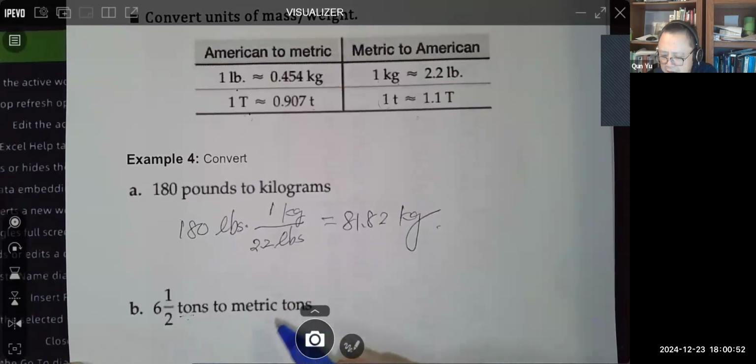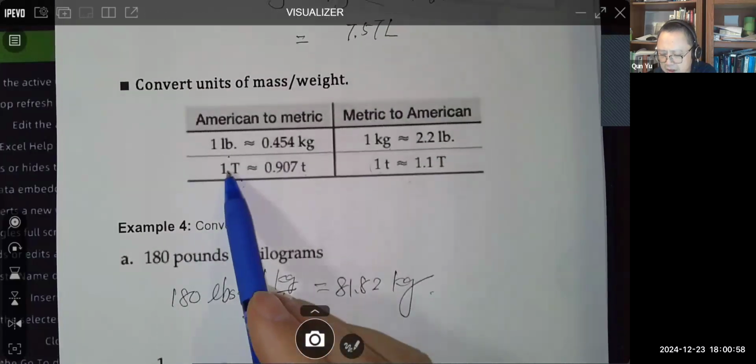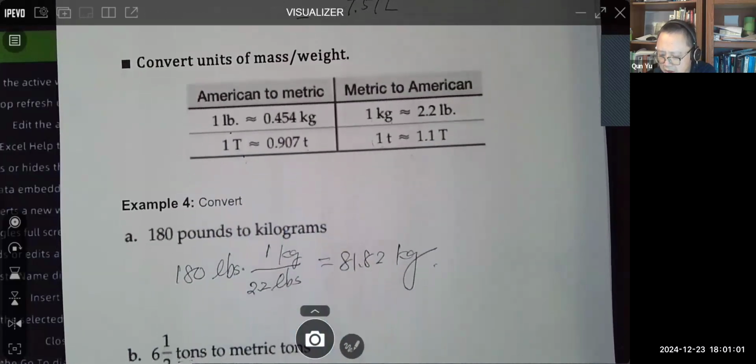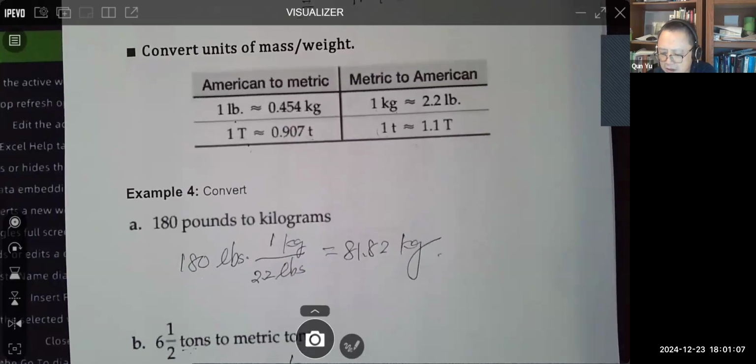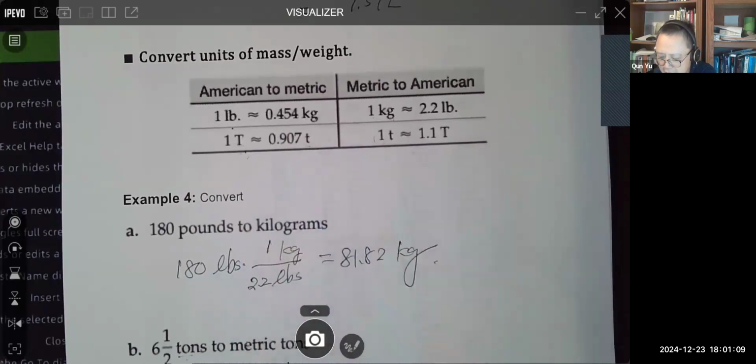Okay, now this is 6.5 tons. Let's use this American ton symbol. We need to convert it to metric tons. We can cancel this to get this. You can use either one, doesn't matter. 1 American ton equals 0.907 metric ton. All you need is to multiply them together.